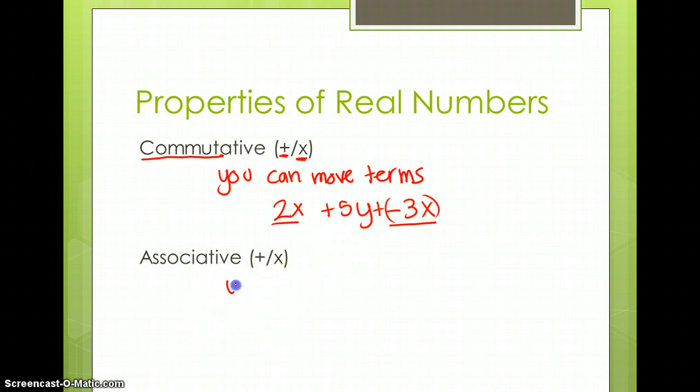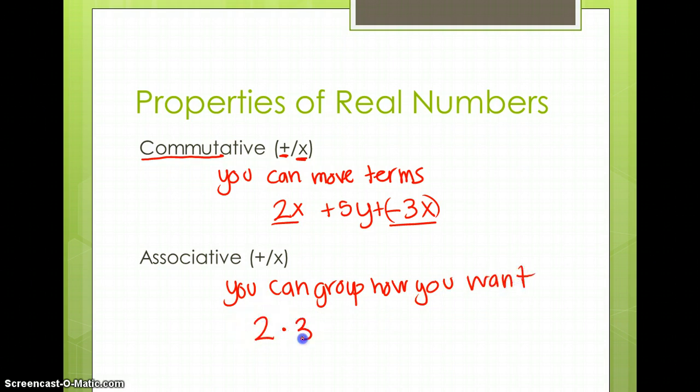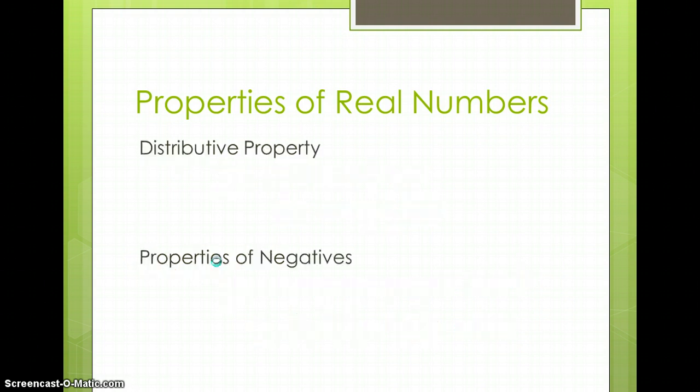Associative means you can group how you want. So if I have 2 times 3 times 5, maybe I feel more comfortable grouping the 3 and the 5 together and saying, okay, 2 times 15 is 30 instead of doing 2 times 3 and then multiplying that by 5. So associative, associate. Who do you group yourself with? How do you group the numbers?